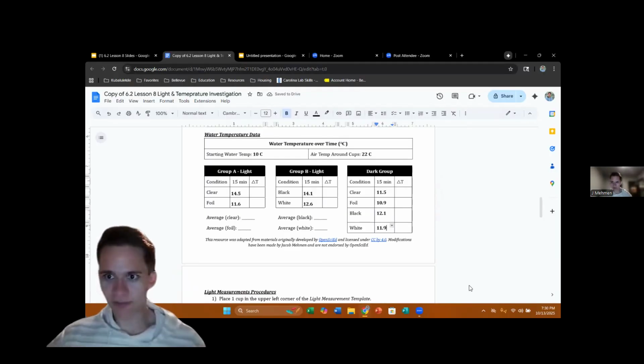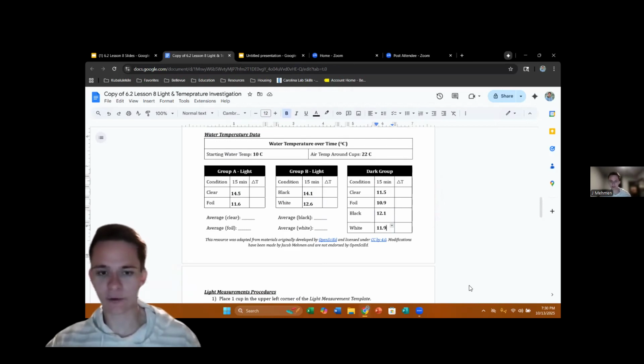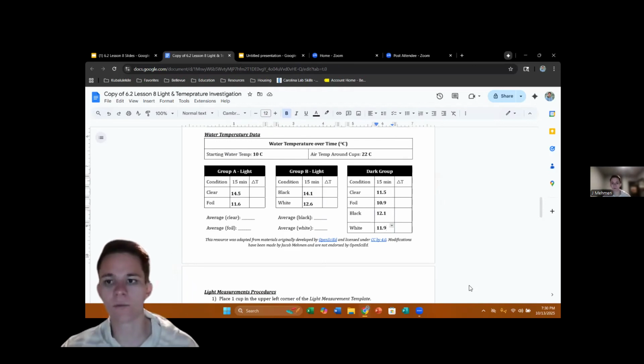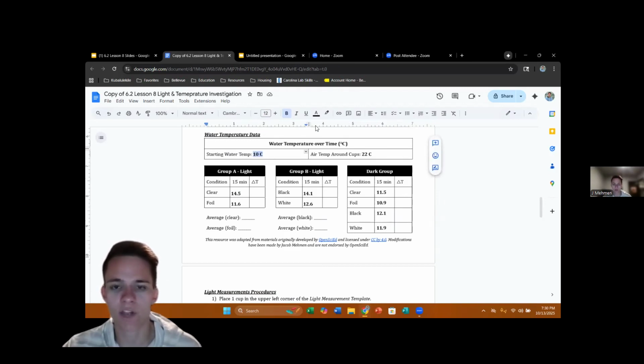Okay, so we didn't do this lab here because I don't have the materials with me and I'm not able to set them up. So you're going to have to look for a different video to explain what happened in that lab. But I do have some data that I collected here that I can share with you guys. So our starting water temp in this experiment was 10 degrees Celsius, and our air temp around the cups was 22 degrees Celsius. This makes an interesting observation because we noticed that the water temperature is quite colder than the air temperature around the cups.